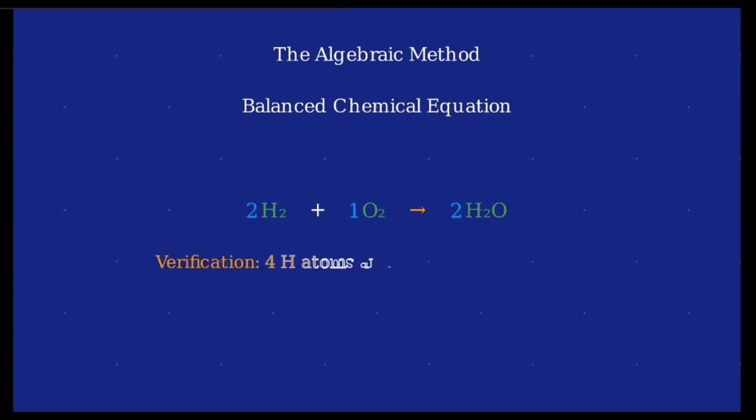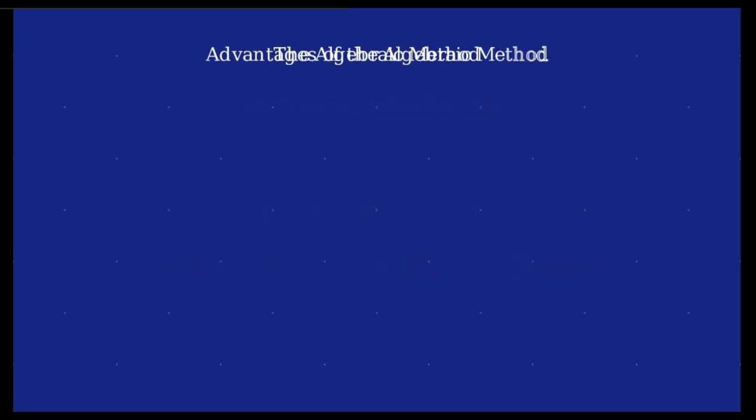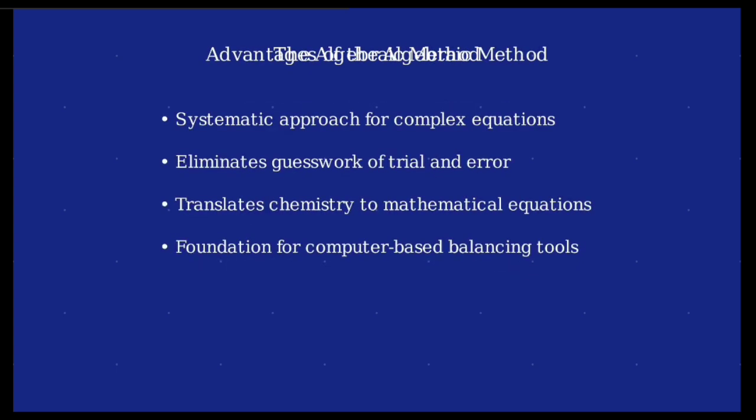We can verify that both sides now have 4 hydrogen atoms and 2 oxygen atoms, satisfying the law of conservation of mass. The algebraic method provides several advantages. It offers a systematic approach for complex equations, eliminates the guesswork of trial and error, translates chemistry into mathematical equations, and forms the foundation for computer-based balancing tools.